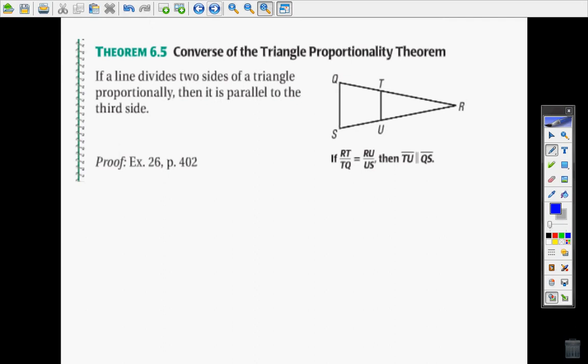The converse also is true. If the two sides are proportional segments, then the line is parallel, okay? So in other words, if RT over TQ is equal to RU over US, then the lines are parallel. So if A over B equals C over D, in this case, then the lines are parallel. So let's try one.